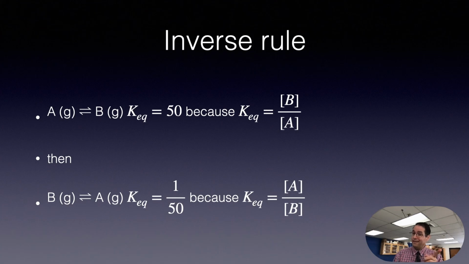And why is that? Well, it's easy here to explain how that works. The equilibrium constant is products over reactants. A over B is flipped compared to B over A. So that's why instead of 50, you have 1 over 50, all right?